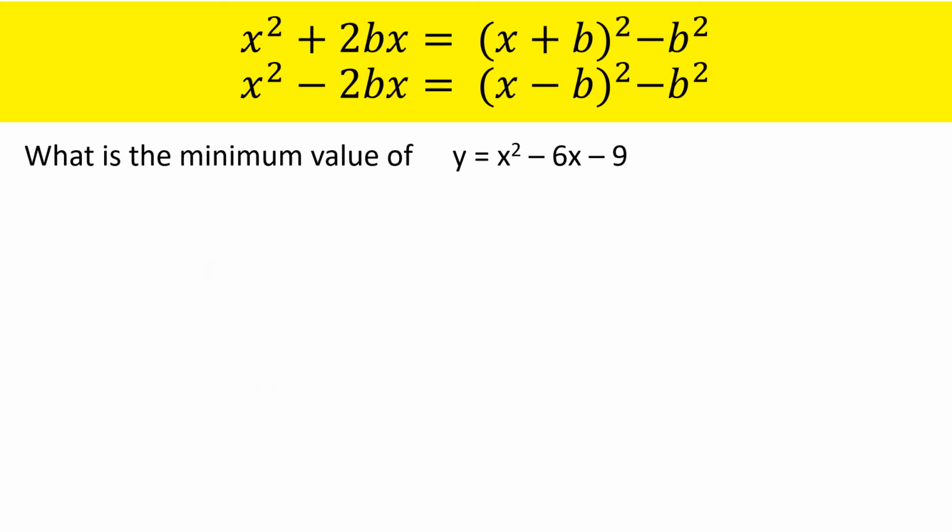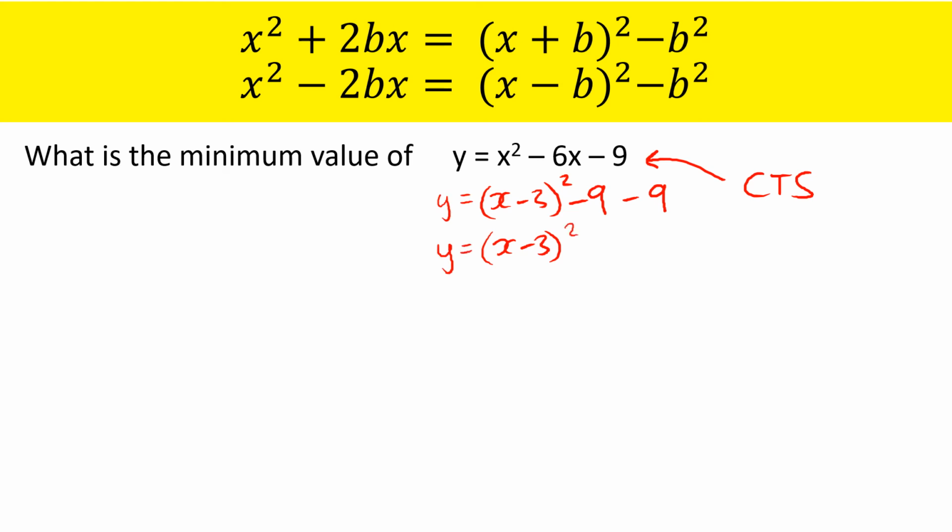And the last version of that question is here. What is the minimum value of y equals x squared minus 6x minus 9? And again, what we're going to do is complete the square with this. So x minus 3 all squared, take away 9, and then don't forget we've got another take away 9 here. So simplifying that would give us that y is equal to x minus 3 all squared, take away 18. And what have we got here? We've got a square number minus 18. So we wouldn't be able to show that this is always positive, for example. It could definitely be negative.